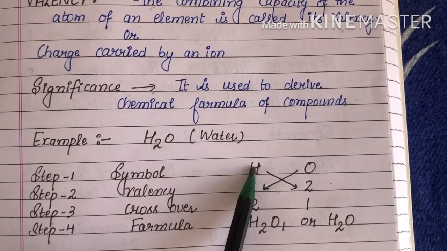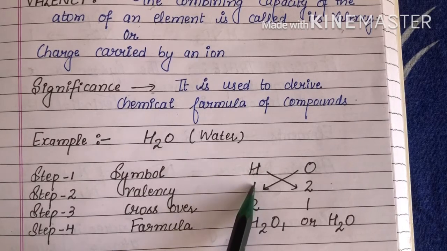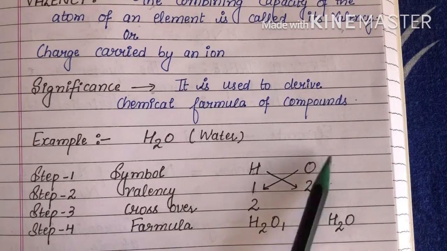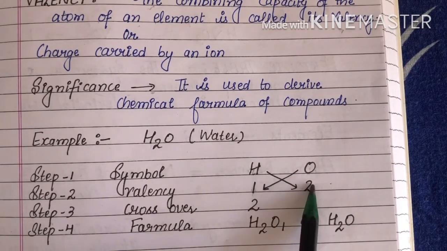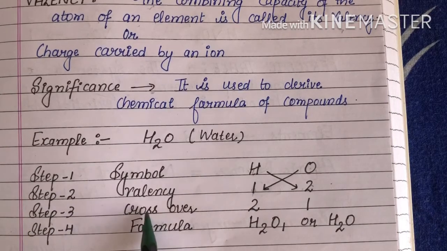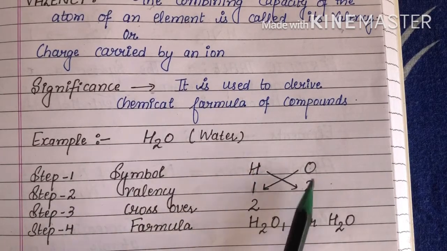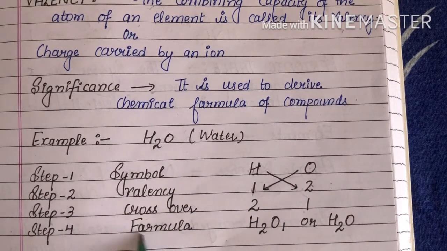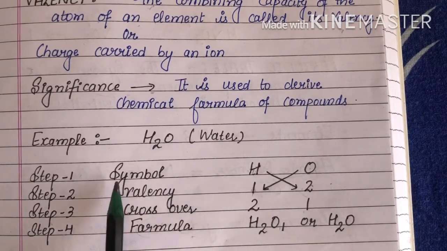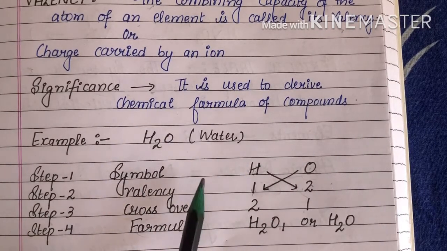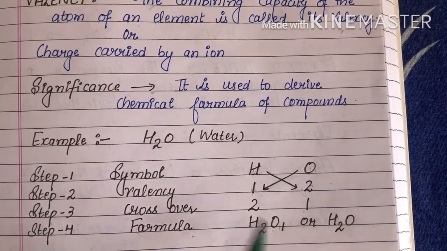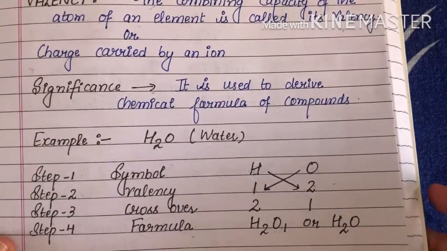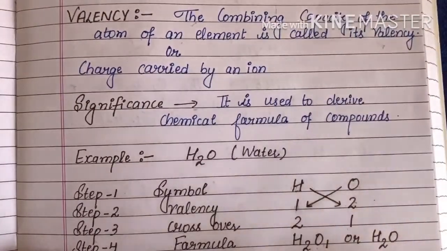Means hydrogen's combining capacity is 1. It can combine with one other atom. And oxygen valency is 2, means it can combine with 2 other atoms. So the third step is crossover. Then we cross them over. Then H contains 2 and O contains 1. Then our formula is H2O. So valency is used in the derivation of that formula. So that is the significance of valency, that it is used in the derivation of the chemical formula.